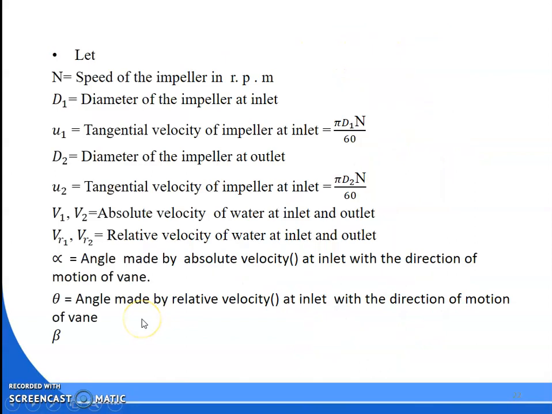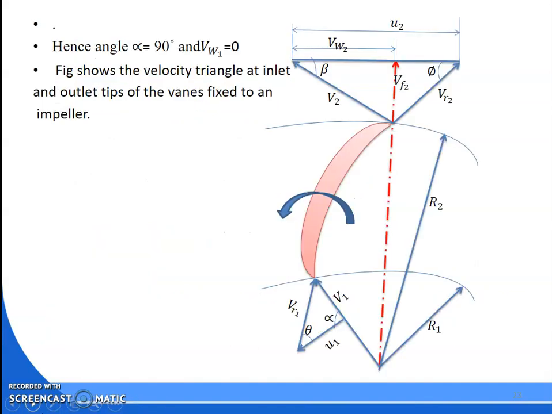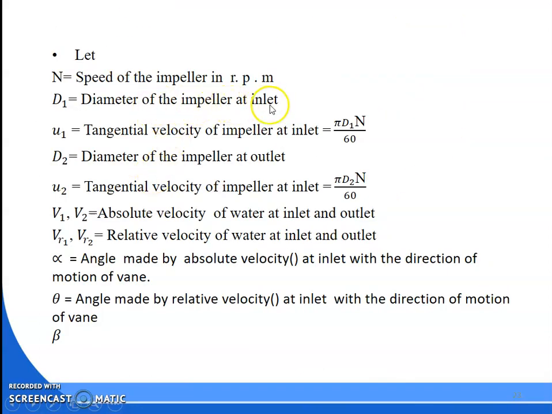V2 has two components, VW2 and VF2. Let N be the speed of the impeller and D1 the diameter of the impeller. At inlet the radius is R1 and at outlet the radius is R2. D1 is the diameter of the impeller at inlet. So U1, the tangential velocity of the impeller at inlet, is pi D1 N by 60. D2 is the diameter of the impeller at outlet, so U2 is equal to pi D2 N by 60. V1 and V2 are the absolute velocities of the water at inlet and outlet. VR1 and VR2 are the relative velocities of the water at inlet and outlet.